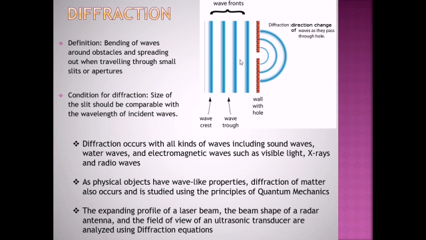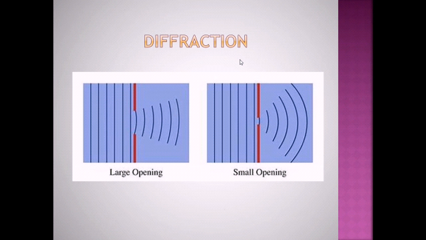Diffraction occurs with all kinds of waves, including sound waves, water waves, and electromagnetic waves, such as visible light, X-rays, and radio waves. All physical objects have wave-like properties. Diffraction of matter also occurs and is studied using the principles of quantum mechanics. The expanding profile of a laser beam, the beam shape of a radar antenna, and the field of view of an ultrasonic transducer are analyzed using diffraction equations.